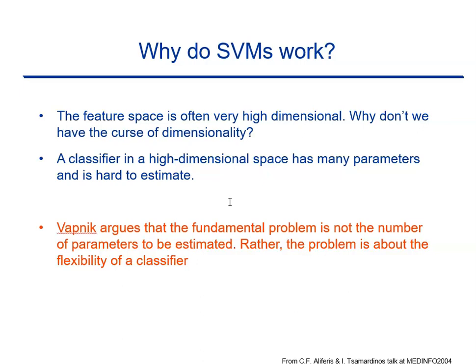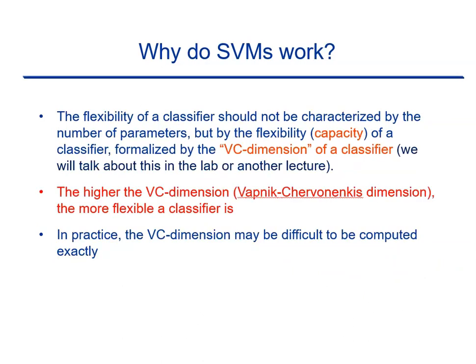And this was quite revolutionary when support vector machines were introduced in early 1990s. So Vapnik argues that the fundamental problem is not the number of parameters to be estimated when we are trying to identify a model. Rather, the problem is about the flexibility of a classifier. And the flexibility of a classifier is not characterized by the number of parameters, but in other words, by the capacity of a classifier, which is formalized by what is called the VC dimension of a classifier. VC dimension is from the name of the two authors who introduced that concept, Vapnik, Chervonenkis dimension.